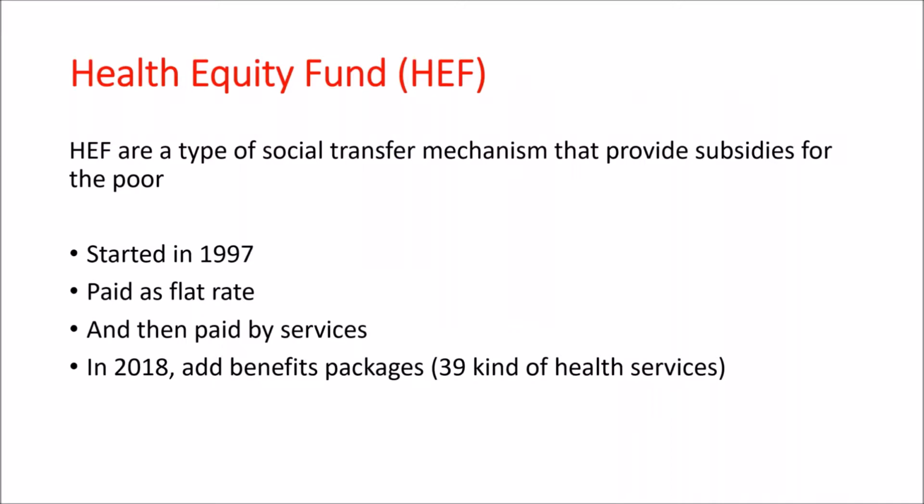And the Health Equity Fund is a type of social transfer mechanism that provides subsidy for the poor. Because in Cambodia, we have about 3 million poor people identified by the Ministry of Planning. We call them ID poor. This program started in 1997, but at first it was a pilot by NGOs, and mostly they paid a flat rate for the consultation and for the inpatient stay, fixed by the donor or NGO support. And then later on, they paid by service category.